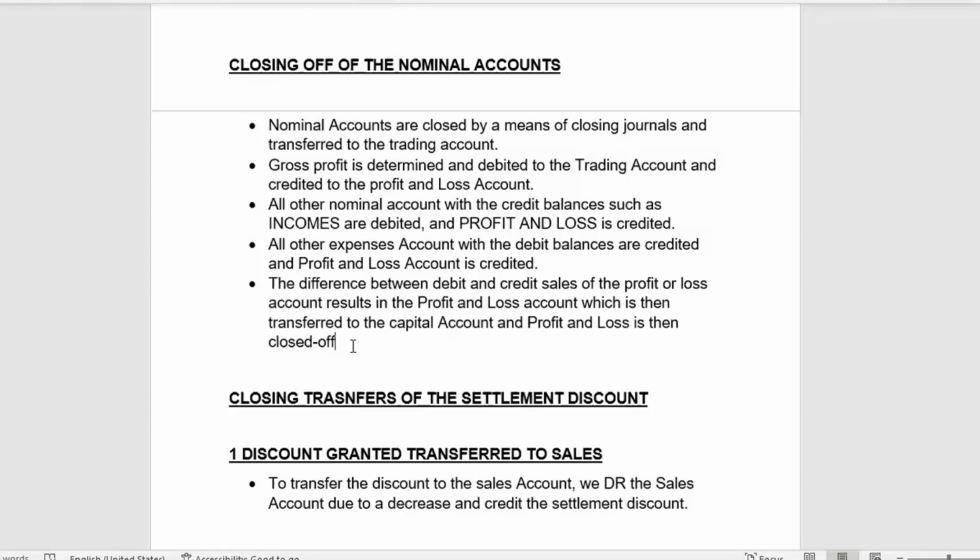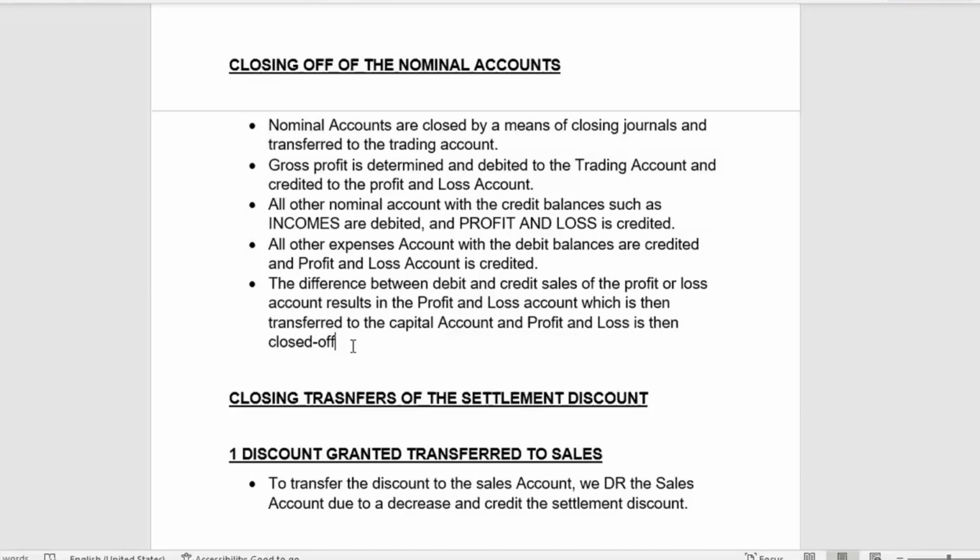Remember, at your initial stage, incomes are opened on the credit side. But when you do the closing transfers, we are reversing things: we bring the incomes to the debit side and the expenses would be on the credit side. Here, the assets are not affected and the equities are not affected, right?